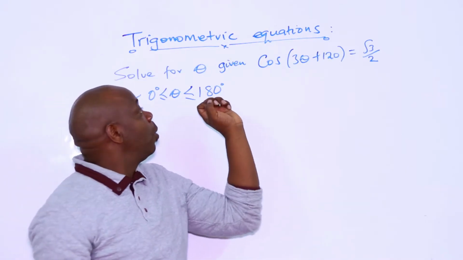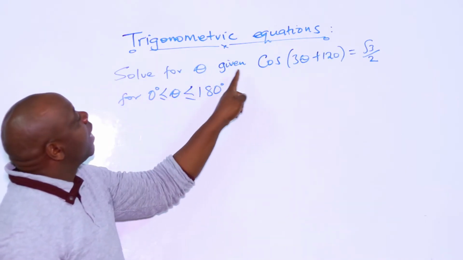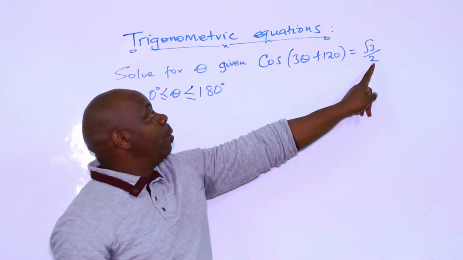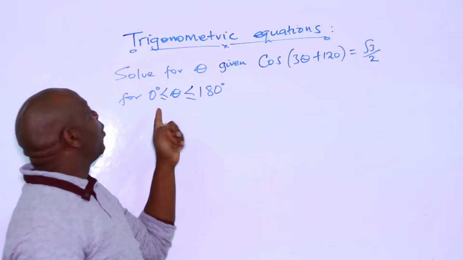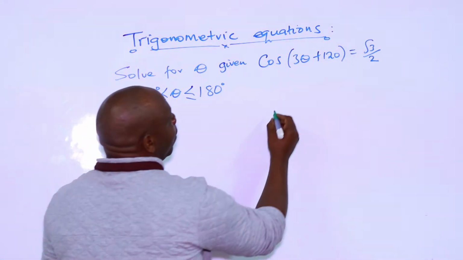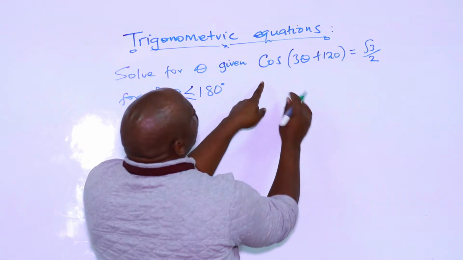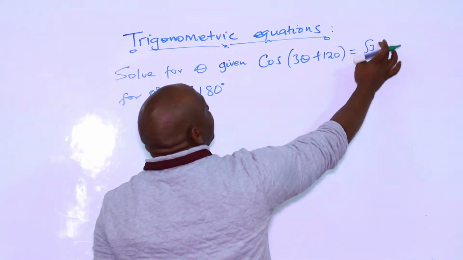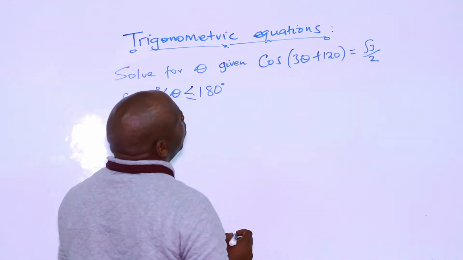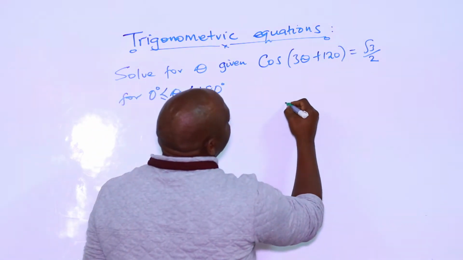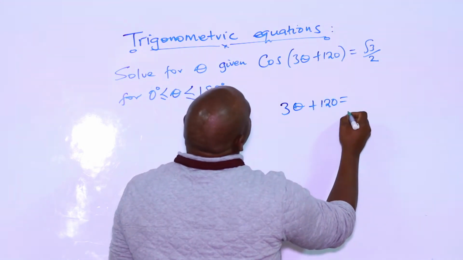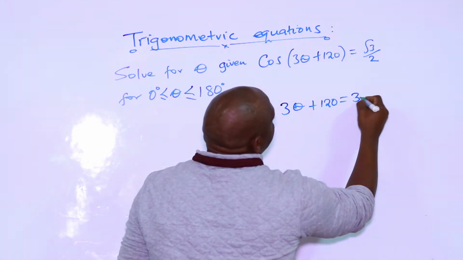On to the next example. You are told to solve for theta given cos of (3 theta + 120) equals root 3 over 2, for theta between 0 and 180 degrees. We take cos inverse of root 3 over 2 from your calculator. If you get cos inverse of root 3 over 2, you get that 3 theta + 120 equals 30 degrees.